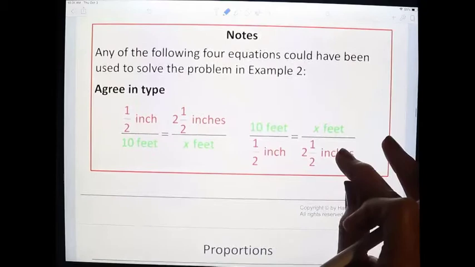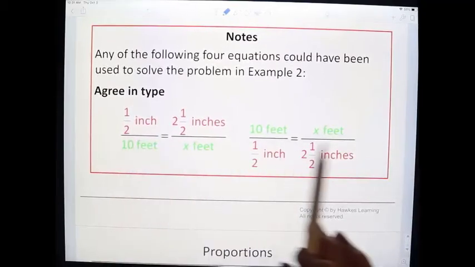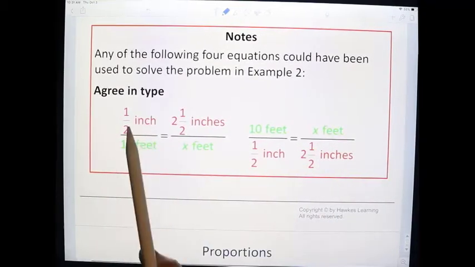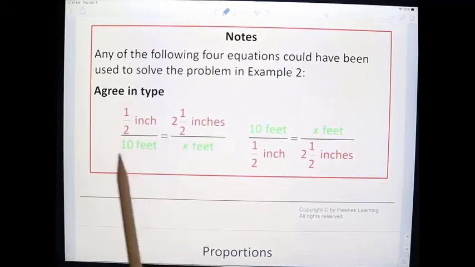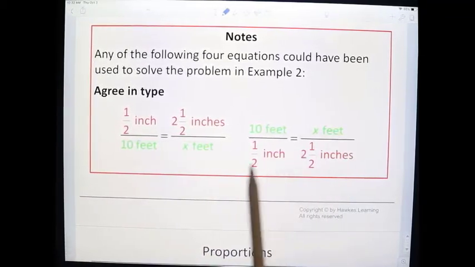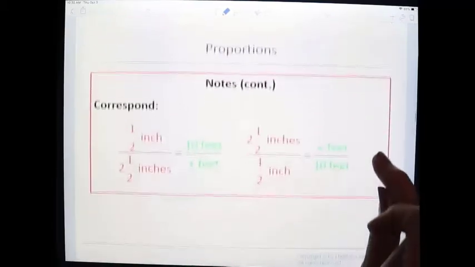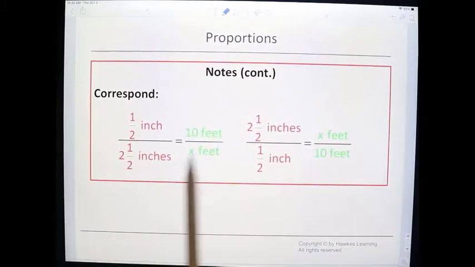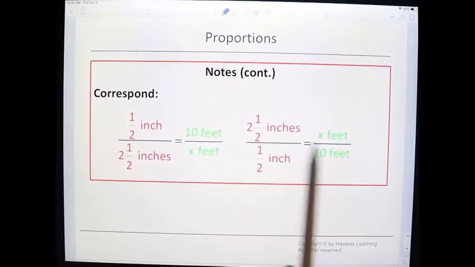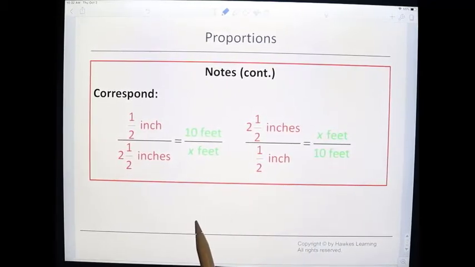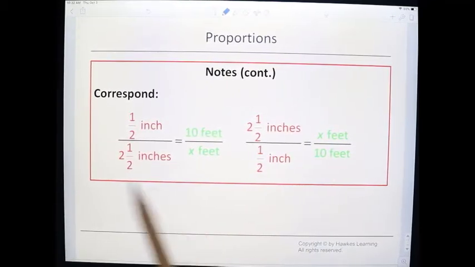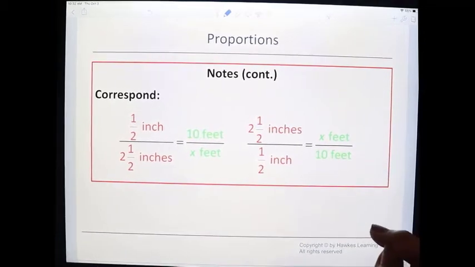This is where I want to show you all these other ways that you can set it up. So you've got inches over on the top and over feet here. You can put the feet on the top and the inches on the bottom. You can actually compare inches to inches and feet to feet. And then this is the reciprocal version out here. It's just important that you keep things matched up as you work, corresponding.